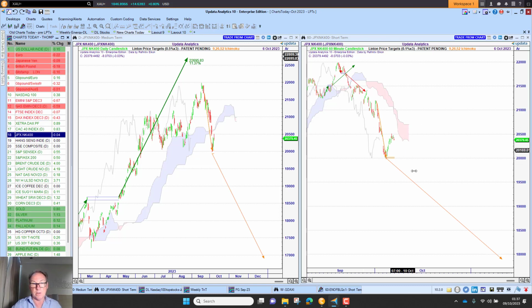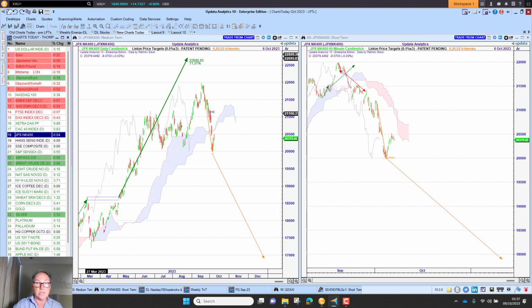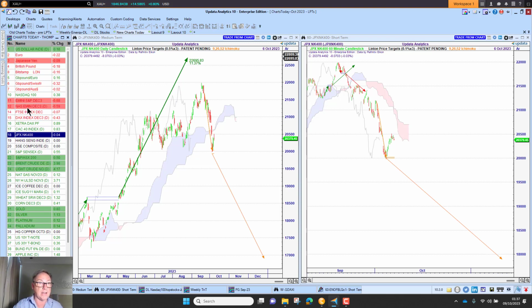We are bearish below the cloud, of course, there on the 60-minute, and you can bet your bottom yen that most Japanese investors are looking at the clouds.